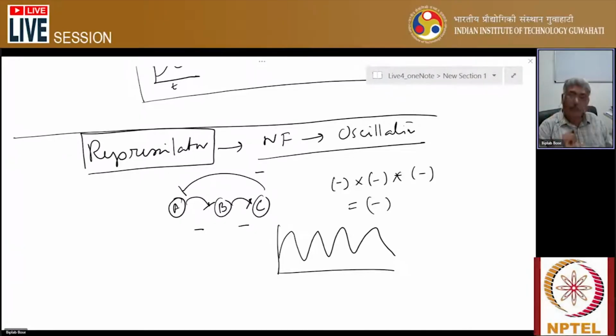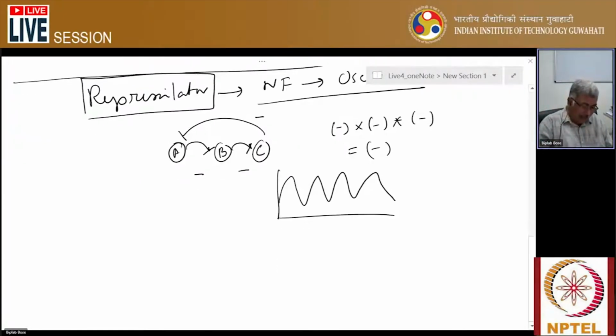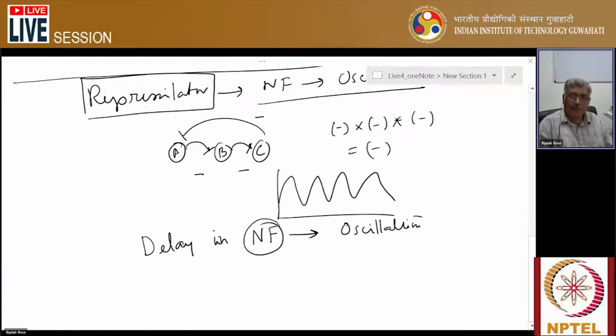Now, one important point: a negative feedback will give rise to oscillation only when there is a delay. So a delay in a negative feedback can give rise to oscillation. So delay is another requirement. First requirement, it has to be negative feedback. Second thing is it has to have delay. What do I mean by delay? Delay means one process starts and the second process starts. Between these two, there is a time gap.